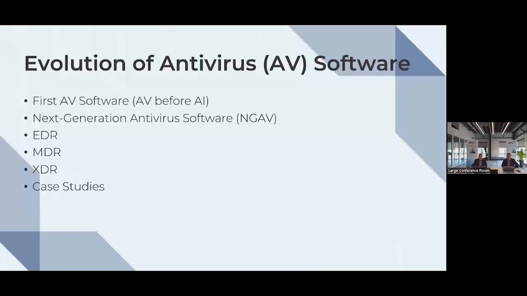So quick agenda: the evolution of antivirus from this point forward, AV software. The first AV software, AV before AI, lots of acronyms there. We'll look at next gen antivirus software, then of course the 3 acronyms that we talked about, and finally we'll do a couple case studies.